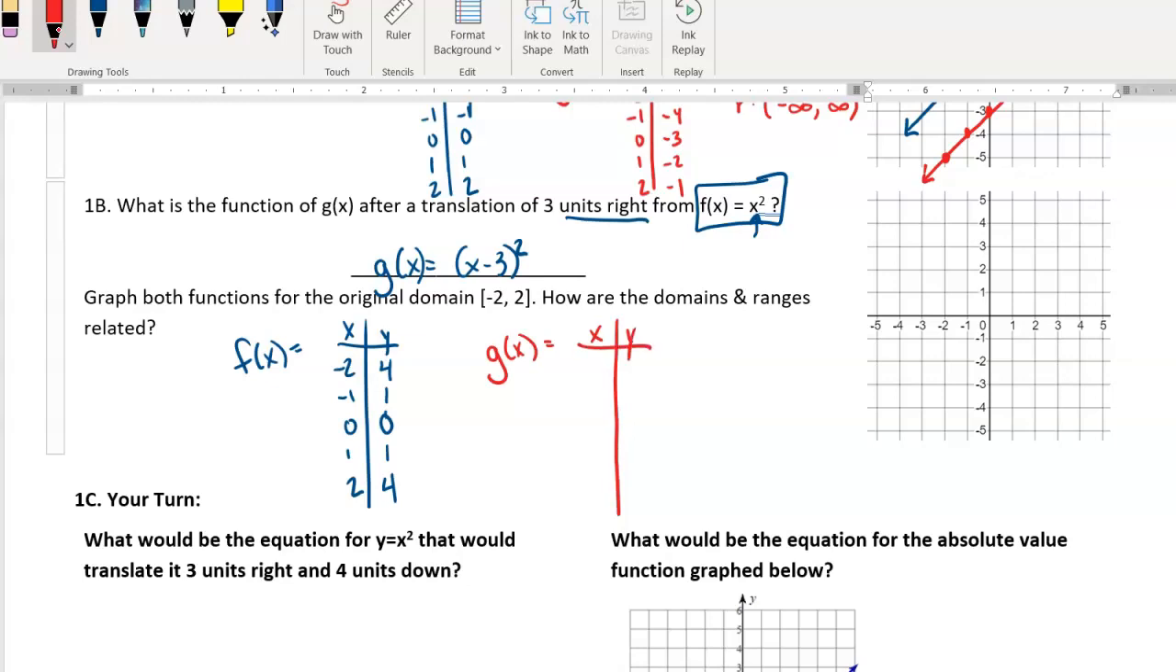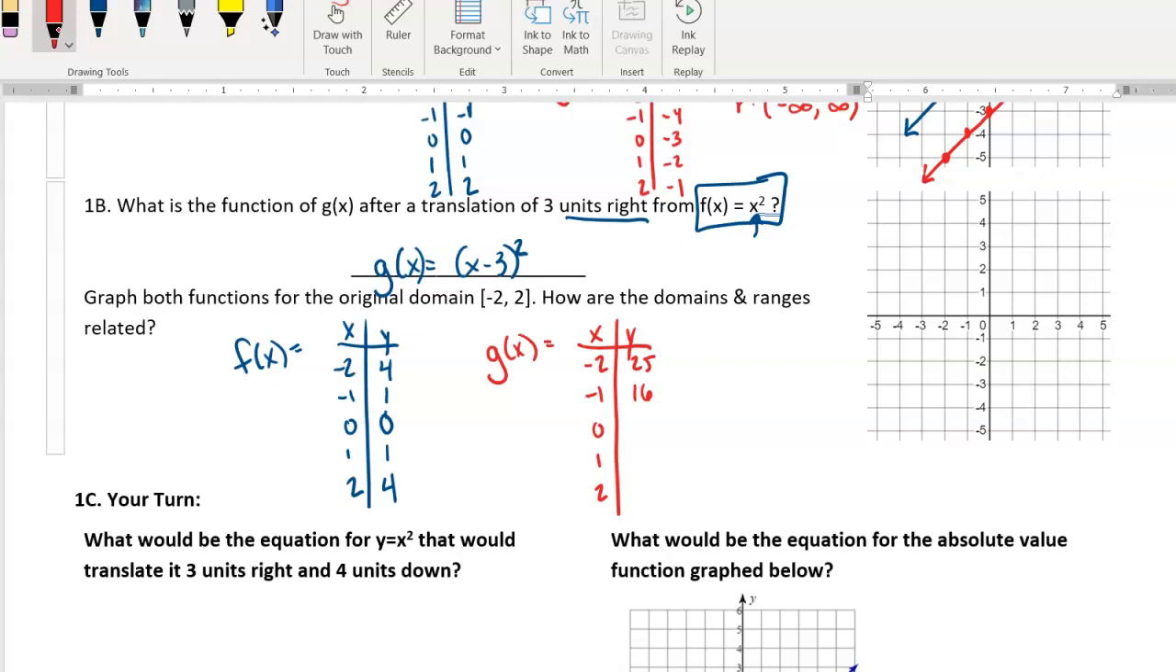So now let's come up with a table of values for g of x. We're going to use the same values: -2, -1, 0, 1, and 2. Now we're going to put these numbers in for x, subtract 3, and then square it. So -2 minus 3 is -5. Let's square -5, we get 25. -1 minus 3 is -4. When I square -4, I get a positive 16.